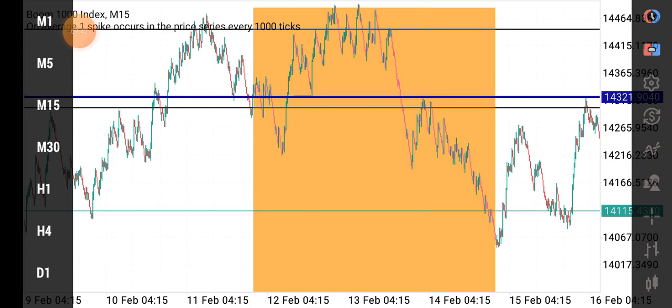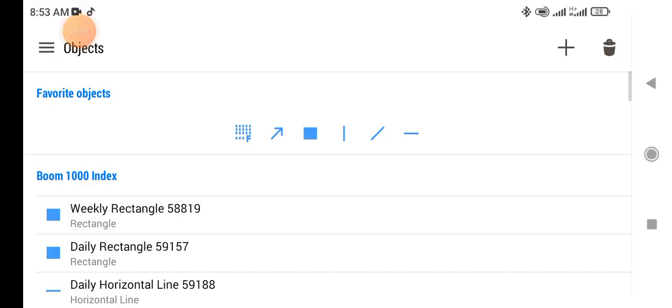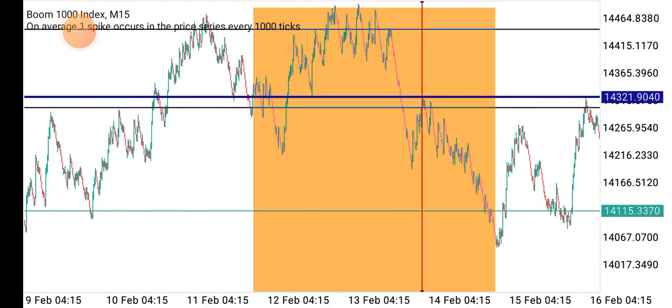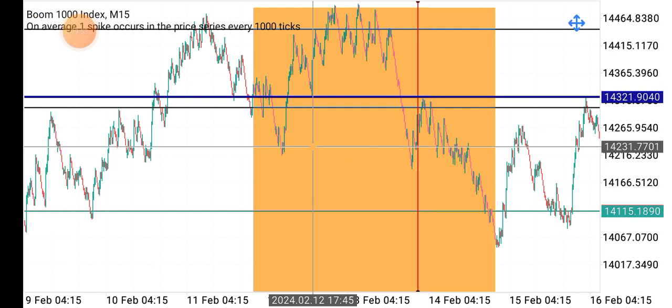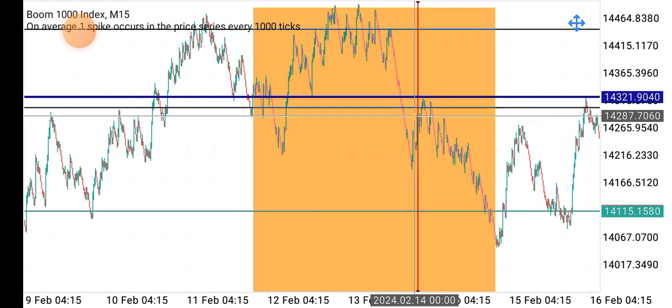Let me get a horizontal line to indicate it. The 14th of February started somewhere around here. Let me get the crosshair tool to confirm. I want you guys to just be patient and confirm this with me. Okay.